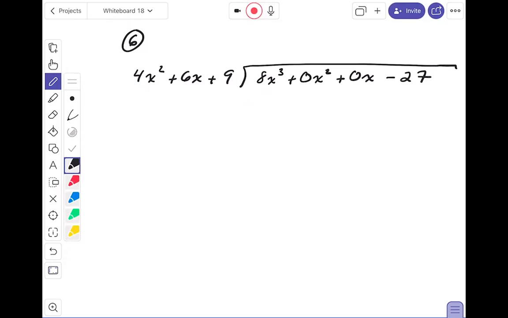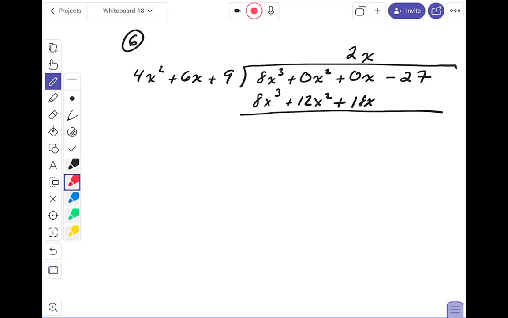Did I copy this problem? Yeah, 2x. Let me write this down for you. What do you get? 8x cubed plus, I'm using the distributive property of multiplication, 2x times 6x is 12x squared. And then 2x times 9 is going to be 18x. Now, what do we recommend? Certainly, I recommend subtraction, but a lot of students struggle with that. So I'm going to change the signs.